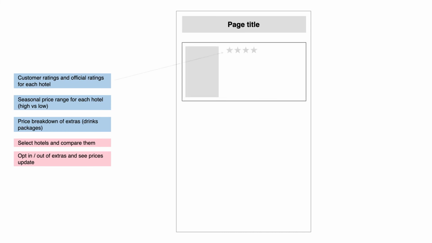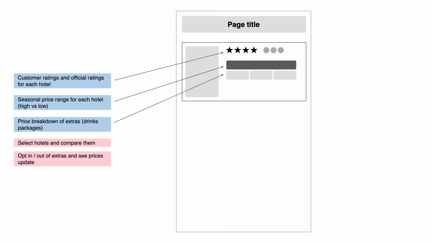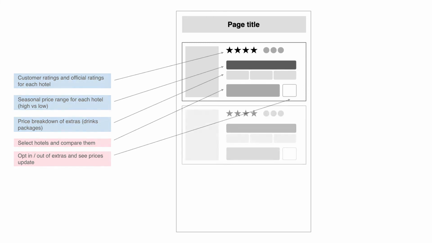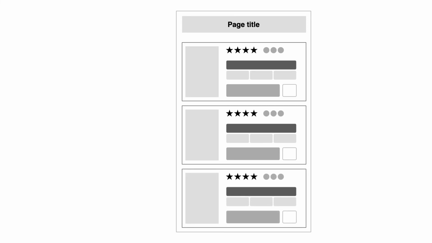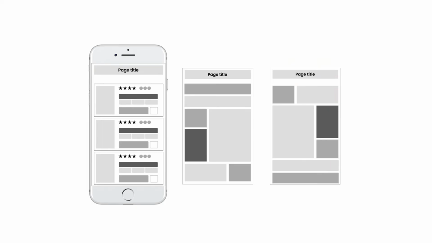So some star ratings, some customer ratings, a block for prices, 3 blocks for additional prices, a button to select hotels, and then an opt-out, opt-in checkbox. That's pretty much it. Add in a few more, and you've basically got a listings page there. And that would be good enough that you could actually go away and test at a basic level early on in a project. Do the rest for the other pages, and you've sort of got a prototype then. But yeah, you could go away and test.